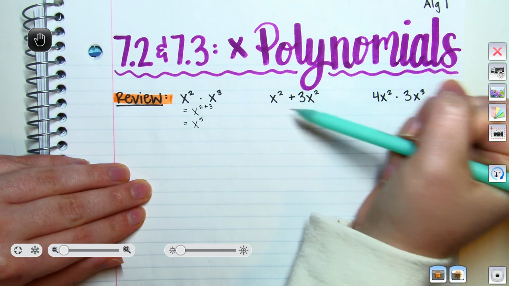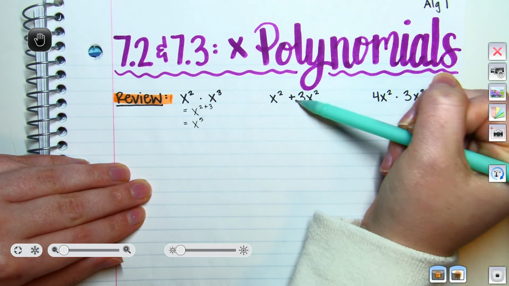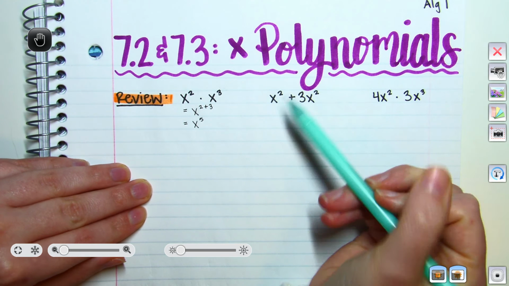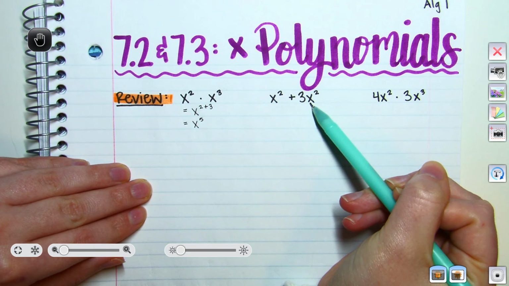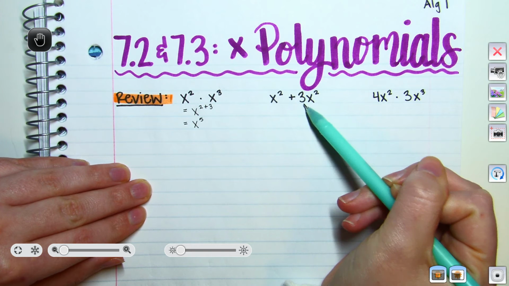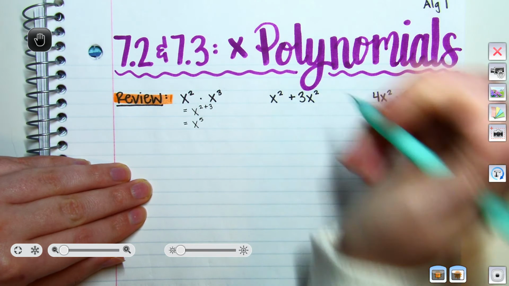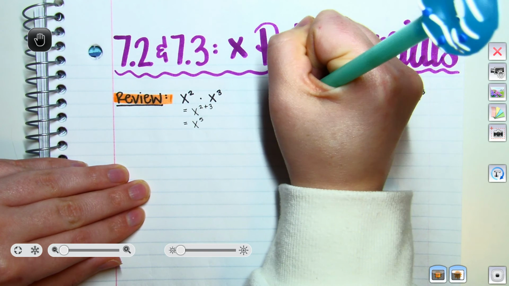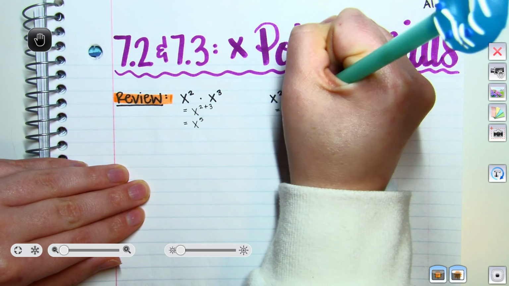Now for this one, I have x squared plus 3x squared. These are like terms because they both have an x squared. So here we have one of them, and then we have 3 of them. So together we have a total of 4x squared.